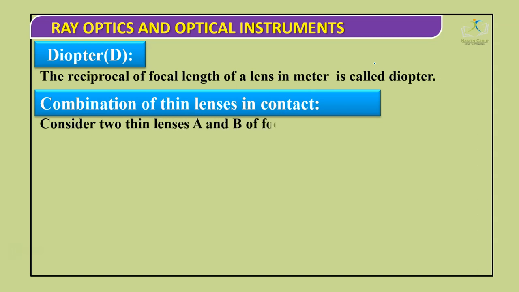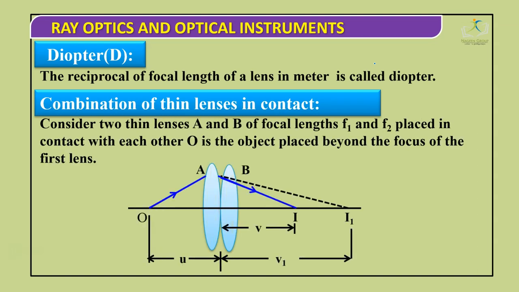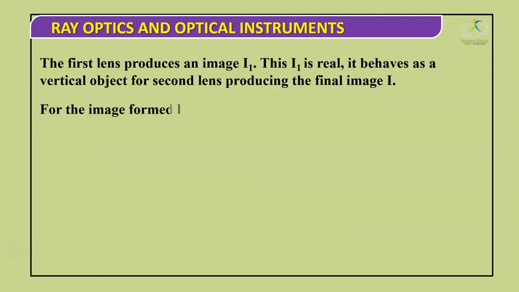Combination of thin lenses in contact. Consider two lenses A and B, with focal lengths f1 and f2, placed in contact with each other. O is an object beyond the focus of the first lens. In this scenario, the first lens produces an image I1, and I1 is real. It behaves as a virtual object for the second lens, which produces the final image I.